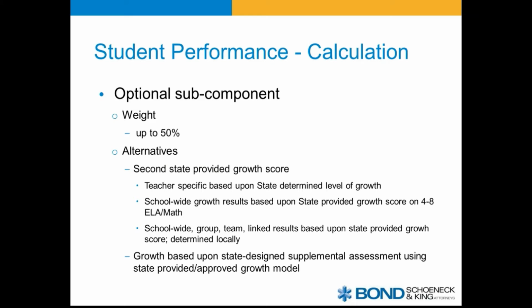If you wanted to use a state-provided growth score, you would be able to do a school-wide growth result based upon the state-provided growth score on the 4 through 8 ELA and math, or school-wide group, team, or linked results based upon the state-provided growth score. So it appears that if you want the second state-provided growth score, the first alternative would be the only alternative that you could use for teachers that would not be able to rely on those state-provided growth scores.